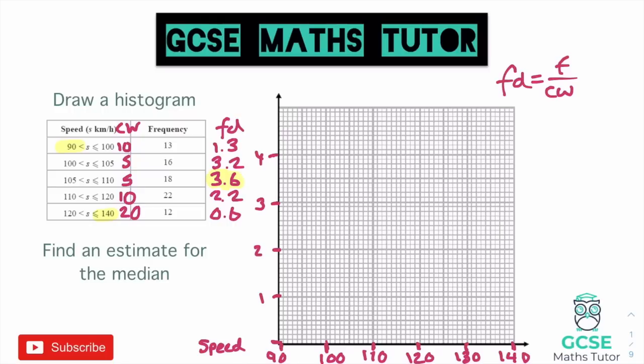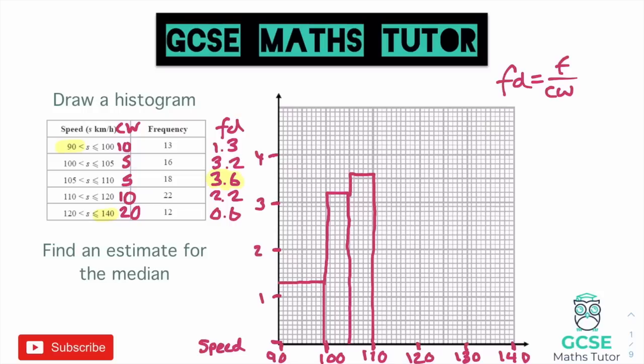For the first one, we have a speed that goes from 90 to 100, and that has a frequency density of 1.3. So go along to your 100, scale that up to 1.3, obviously using a ruler and a pencil, and draw in your first bar. For the next bit, we can find the next one, which is 3.2. That has a width of 5. So we go up to 3.2, just past the 3, 2 little squares there, paying attention to the scale, and there's your second bar. The next one's 3.6, that goes up to 110, so we'll go up. 3.6 is just past halfway by 1 square, and there we go as our next one.